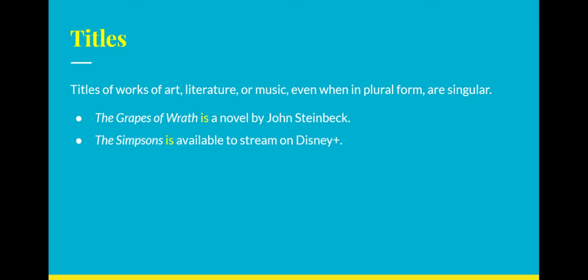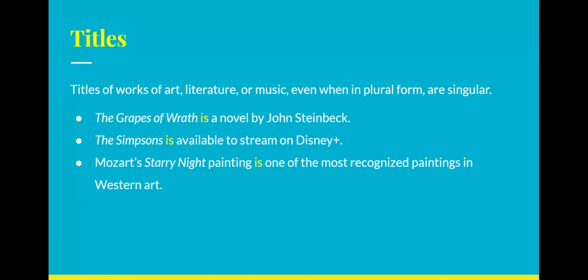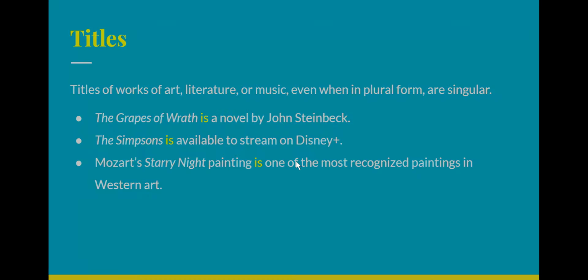The Simpsons is available to stream on Disney+. So The Simpsons is a television show, right? It's one show. So we treat that as singular. We need a singular verb like is. My last example, Mozart's Starry Night painting is one of the most recognized paintings in Western art. So Starry Night is the title of my painting. It's one piece of artwork, so I treat it as singular and I use the verb is to go along with it.